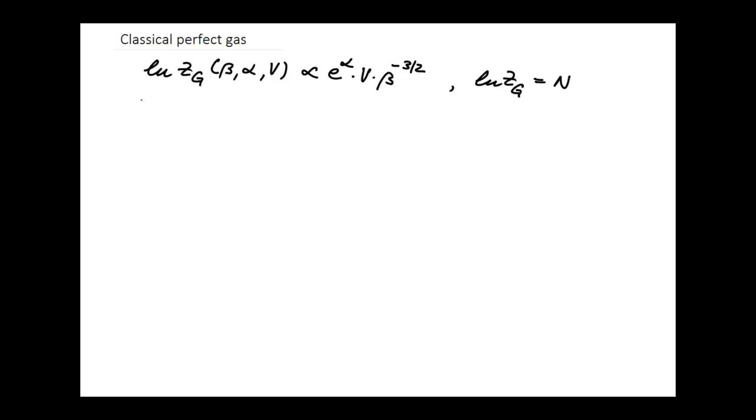As a first step, let me draw one conclusion from this earlier result. In the first equation, we can replace on the left-hand side the log of the grand canonical partition function by N, the total particle number. And we can solve the equation for alpha. And then we find that alpha equals the log of particle density plus 3/2 the log of beta plus some constant. Conclusion number 1.